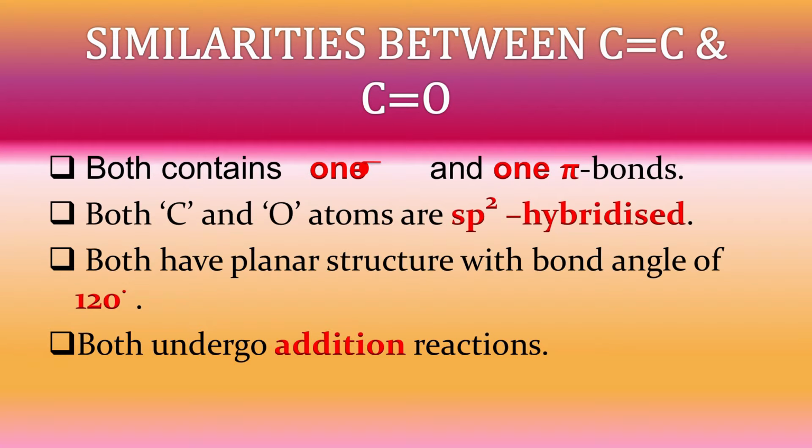Second, in both the cases, in olefinic double bond, the two carbon atoms are sp2 hybridized. Here, the carbon and oxygen are also sp2 hybridized. Their hybridization state is the same. Okay? And they have a planar structure, trigonal planar, with a bond angle of almost about 120 degree. Okay? And both of them undergo addition reaction.